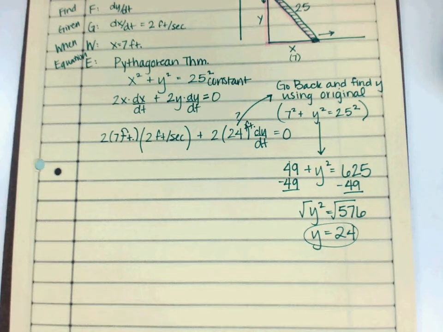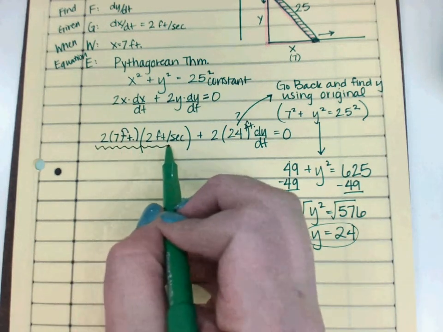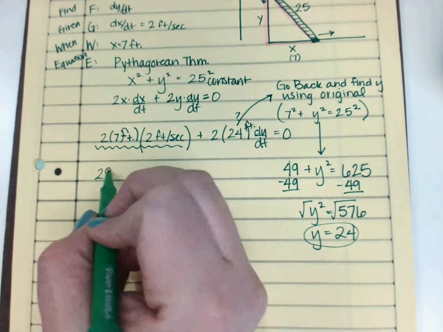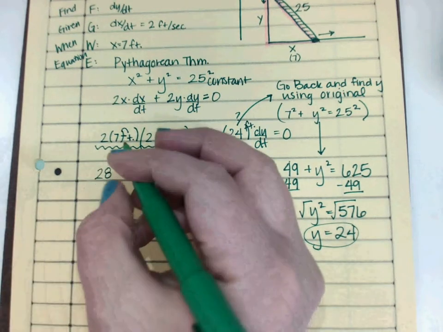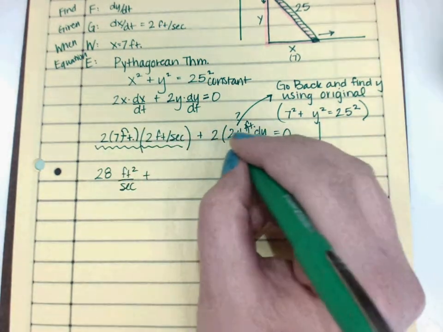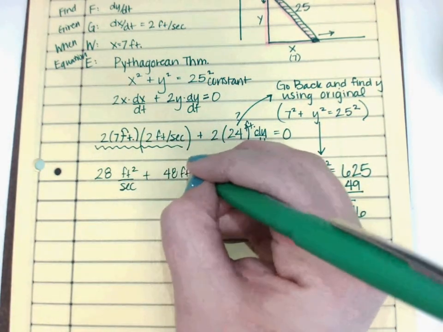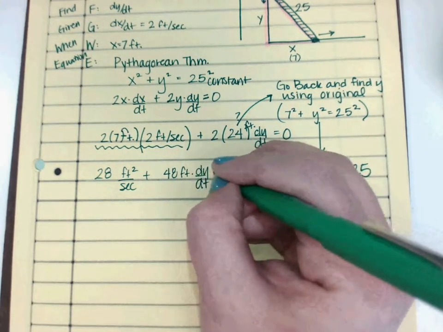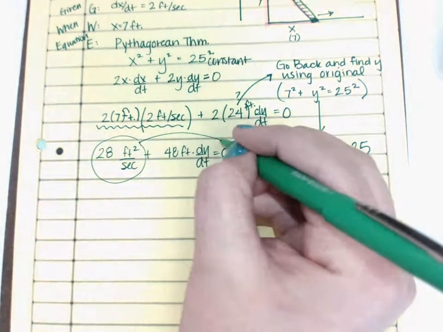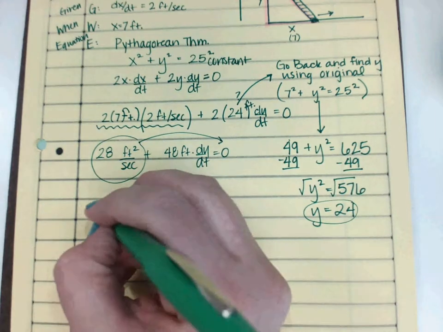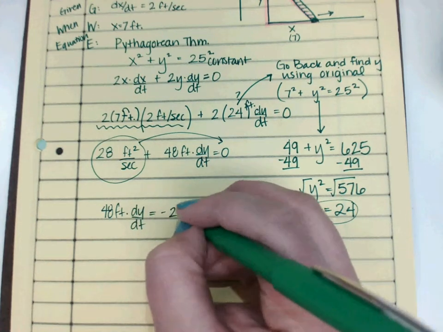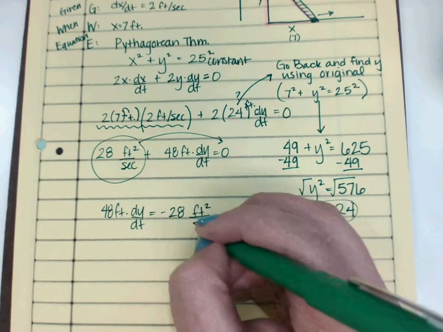Okay, so let's work it out. My first one, I'm multiplying out. What is 2 times 7 times 2 again? So I have 28. What are my units on that piece? Feet squared per second. Okay, then plus 2 times 24 here, that's 48 feet times dy dt. What do I do next to solve? I'm going to move it over here. So now it's going to be 48 feet times dy dt is equal to negative 28 feet squared per second.